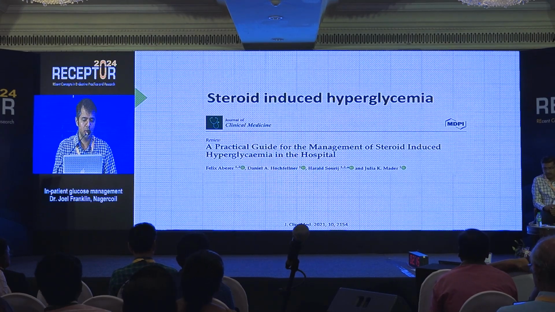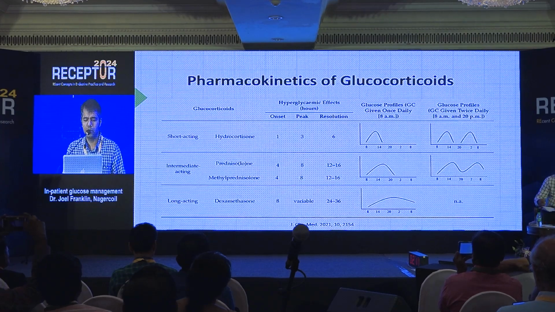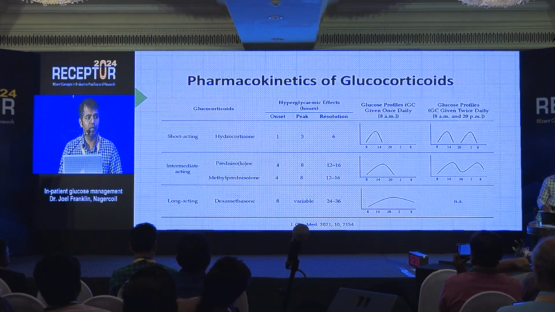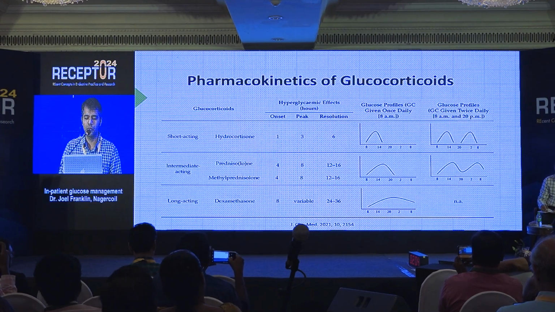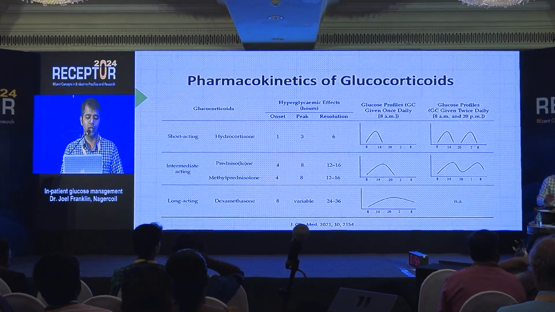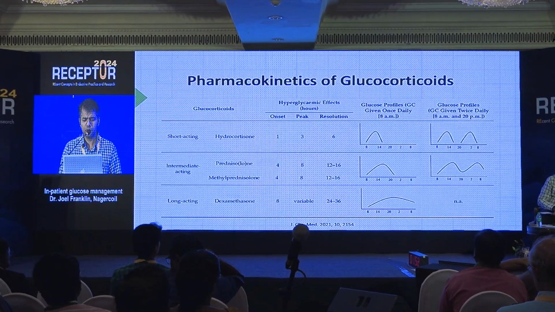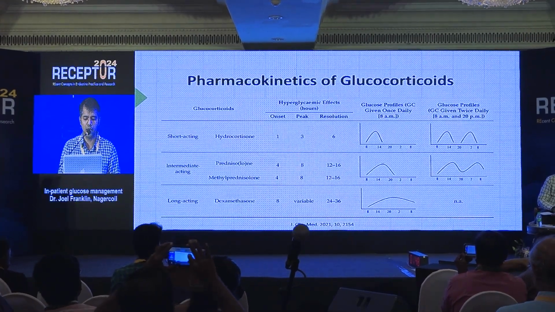So moving on to steroid-induced hyperglycemia. The basic thing here is that you have to administer insulin. You have to neutralize the effect of glucocorticoid by administering insulin, which will exactly mimic the pharmacokinetics of glucocorticoids. For example, if you are administering prednisolone as a OD dose.